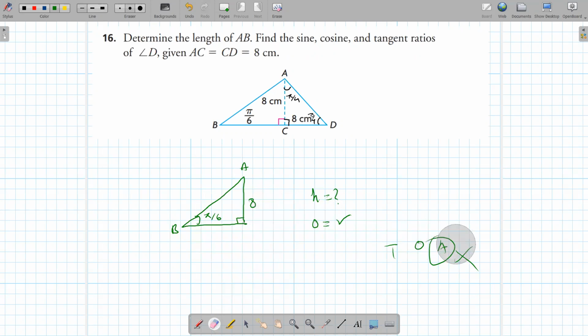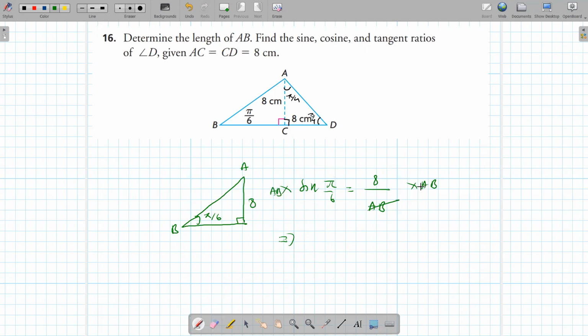What do we even have though? We have opposite, 8. Well, opposite over hypotenuse, that's sine, right? You want to look at what you need and what you have. OH is sine. So we can kill this question in 10 seconds. Sine pi over 6 is equal to opposite 8 over the side length AB. Multiply both sides by AB to bring it up in the numerator. This is going to cancel out, and then you have AB sine pi over 6. What is that? 1 over 2. Sine 30 is 1 over 2, pretty sure.